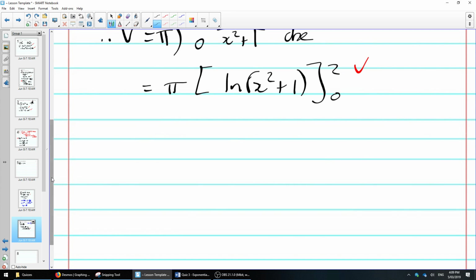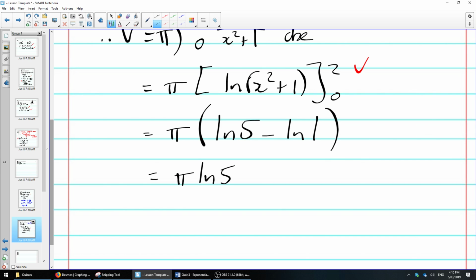And then lastly, now we'll just sub these in. So we have pi times, well, when we sub in 2, 2 squared is 4 plus 1, so we've got 5. And then we sub in 0, so 0 squared plus 1, so minus ln 1. ln 1 just equals 0. So this is just pi ln 5.